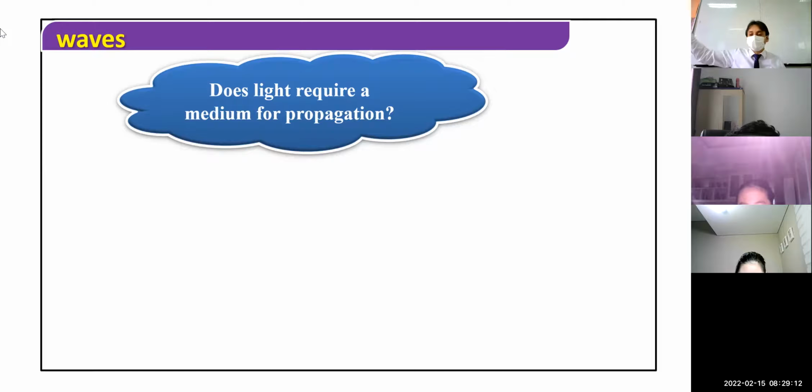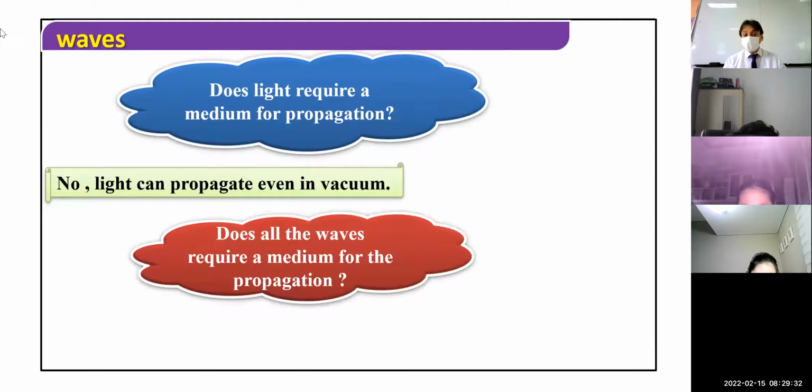And where vacuum is there, no gases are there. So light, electromagnetic waves, can travel through vacuum, and they can also pass through a medium. Light can pass through water, a liquid, it can pass through any medium as well as through vacuum. Now, light can propagate even in vacuum.